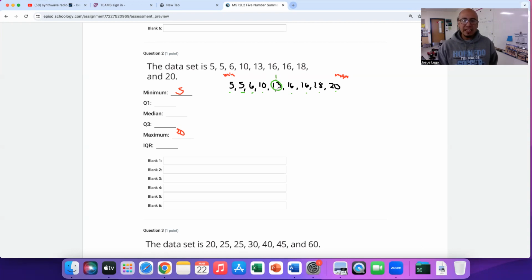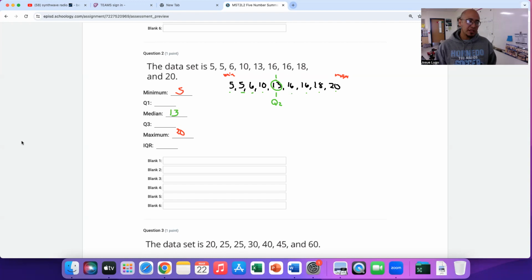Notice that this 13 is not paired up with anything. That is our median. That is our Q2, meaning that 13 is not part of the lower half or part of the upper half. It has 4 numbers to the right and 4 numbers to the left of it. So I'm just going to leave it alone. It's right there in the middle. That is our Q2, our median, which is 13.